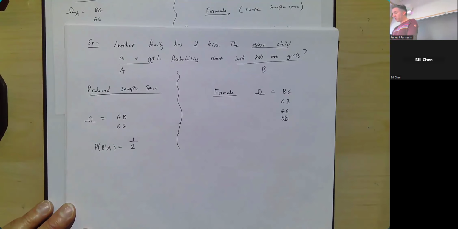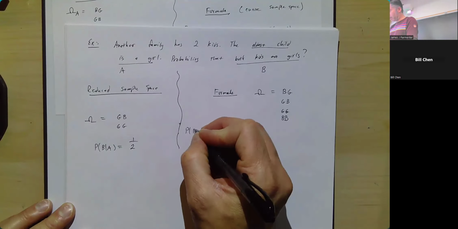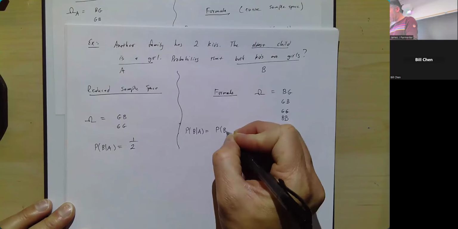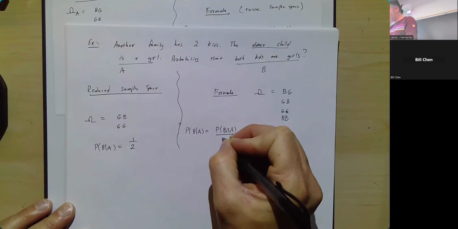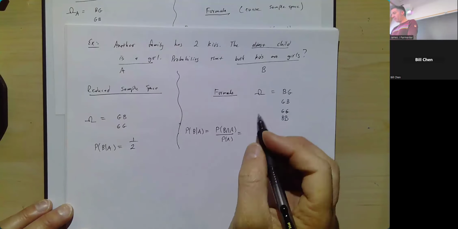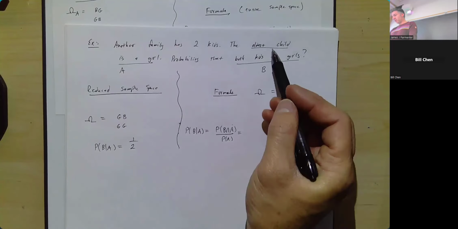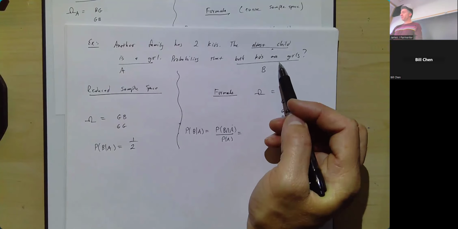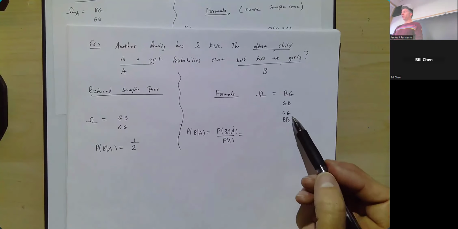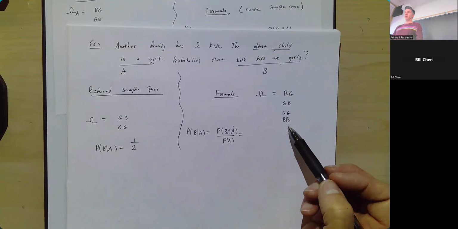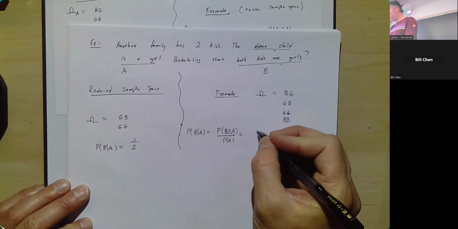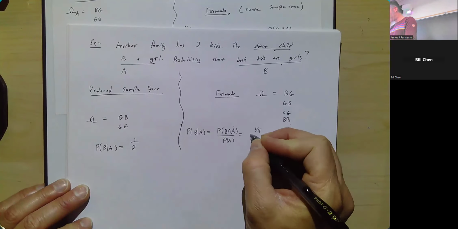And now the probability of B given A is the probability of B and A divided by the probability of A. B and A, okay. Oldest kid's a girl and both kids are girls. How many ways can that happen? How many of these have the oldest child being a girl and both children being girls? Just one. So the probability of getting both children being girls is 1 out of 4.